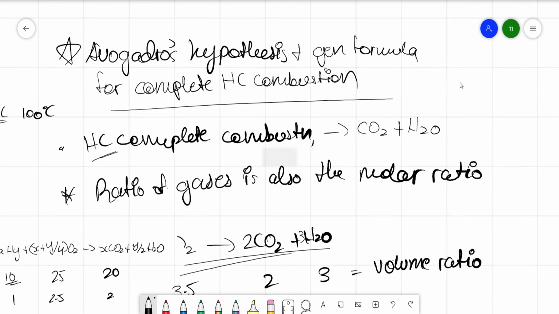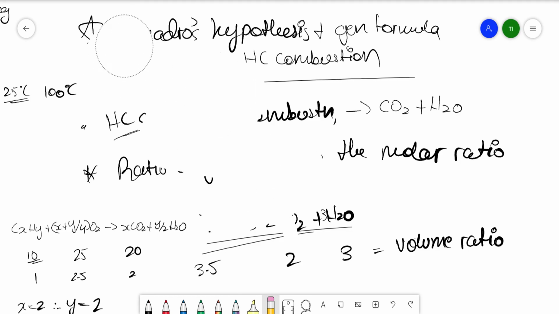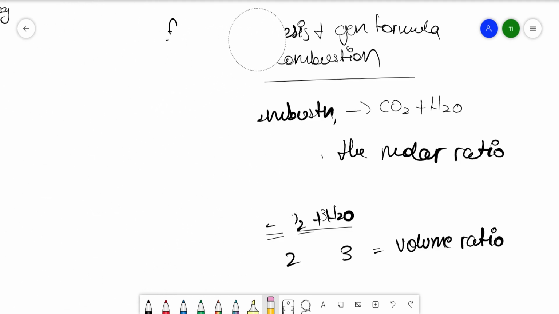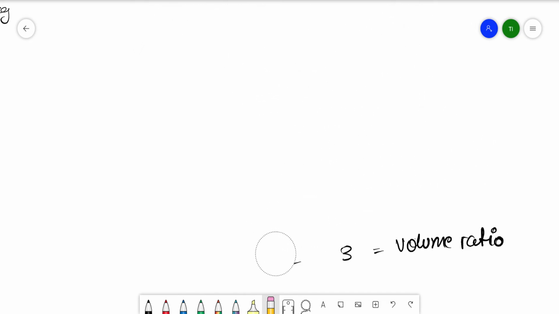Next we'll move on to the last part of this lesson, which is simple mass spectroscopy. In your A2 syllabus, mass spectroscopy is used to identify organic compounds, but in your AS, it is just to find the AR of an element, or sometimes the MR of a substance, depending on the question, and also to find out the exact mass of an isotope.